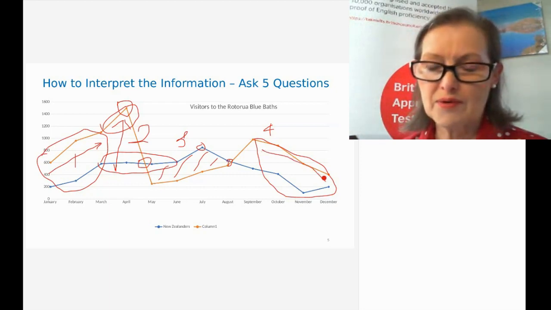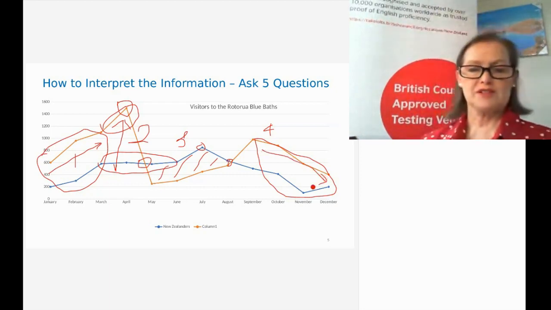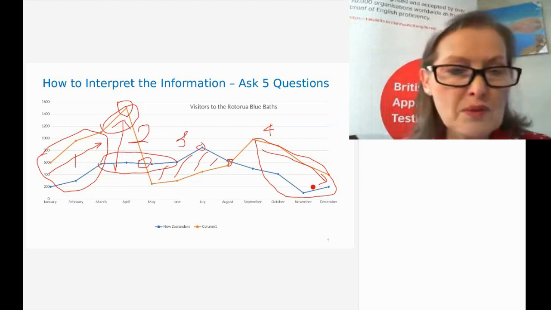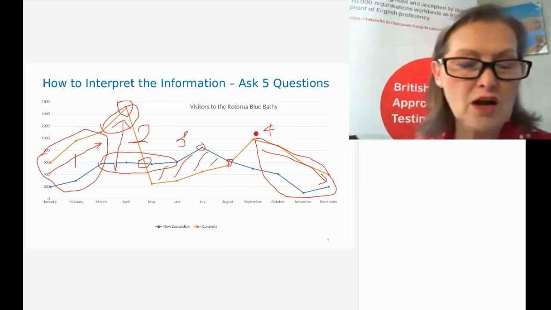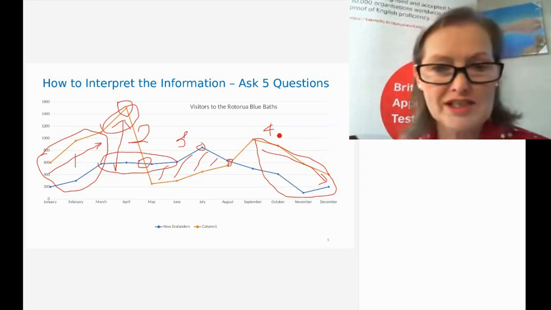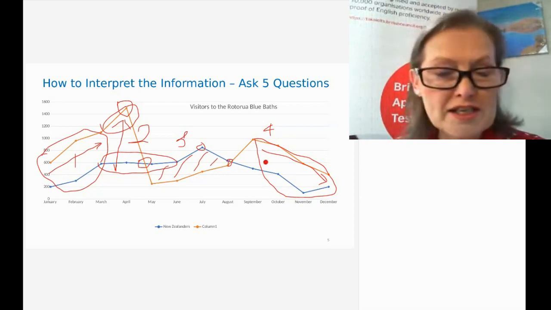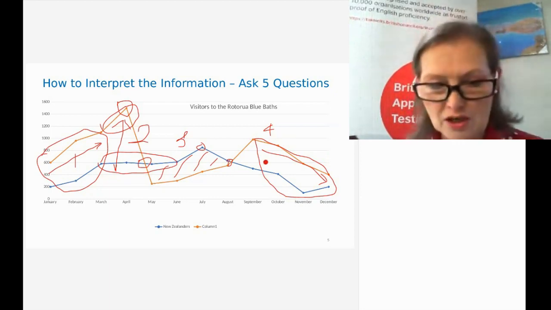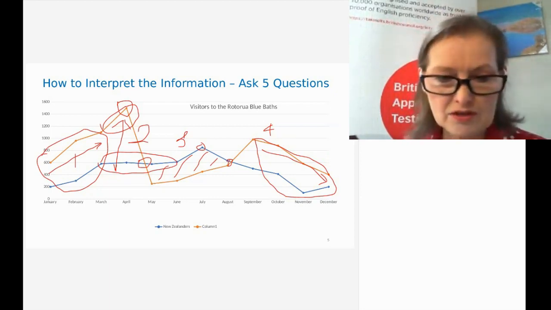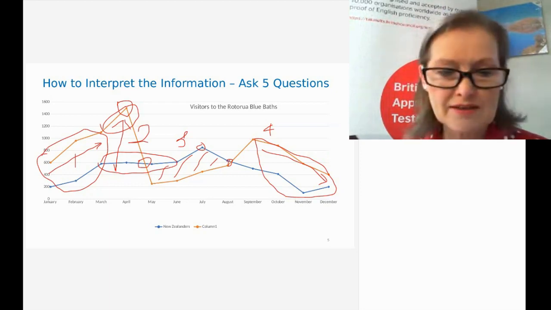So this is one way that we can actually analyze the graph, and I've got my points all detailed, and now it's very easy for me to just simply start writing about this. So I'll just flick forward a couple of slides.